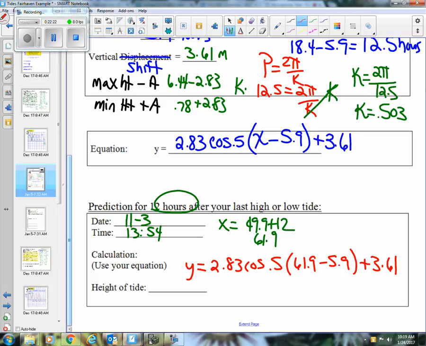And go ahead and type that in your calculator. Pause if you need to. And the height that I came up with was 0.89 meters, which is pretty close to a low tide measurement.